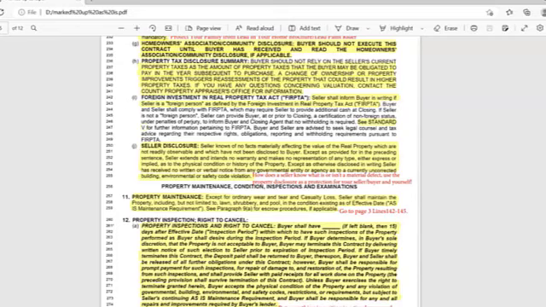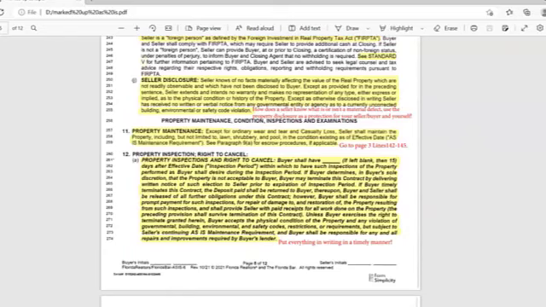Okay, looking at foreign investment and real property tax. The seller shall inform the buyer in writing if the seller is a foreign person as defined by the Foreign Investment Real Property Tax Act. So we're going to look at that a little bit closer when we get to standard V. Towards the back of the contract, there is a FIRPTA addendum. So we're just going to make sure that we attach that to the contract.